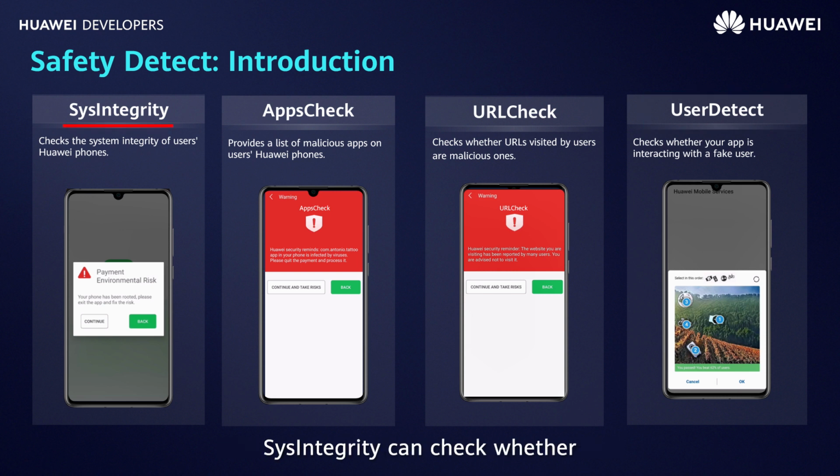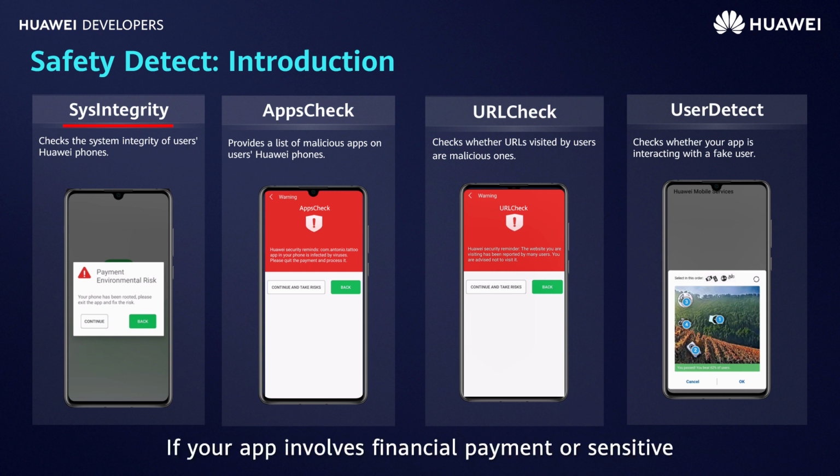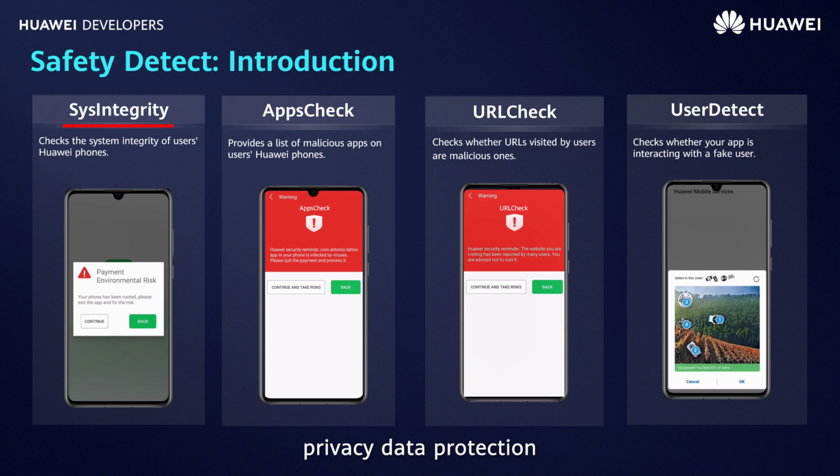SysIntegrity can check whether the device running your app is secure. If your app involves financial payment or sensitive privacy data protection, your app needs to ensure that the device running your app is secure and reliable. After your app calls SysIntegrity, HMS will return relevant integrity information about the device running your app, so you can check whether the device is rooted or contains Trojan horses and backdoors.